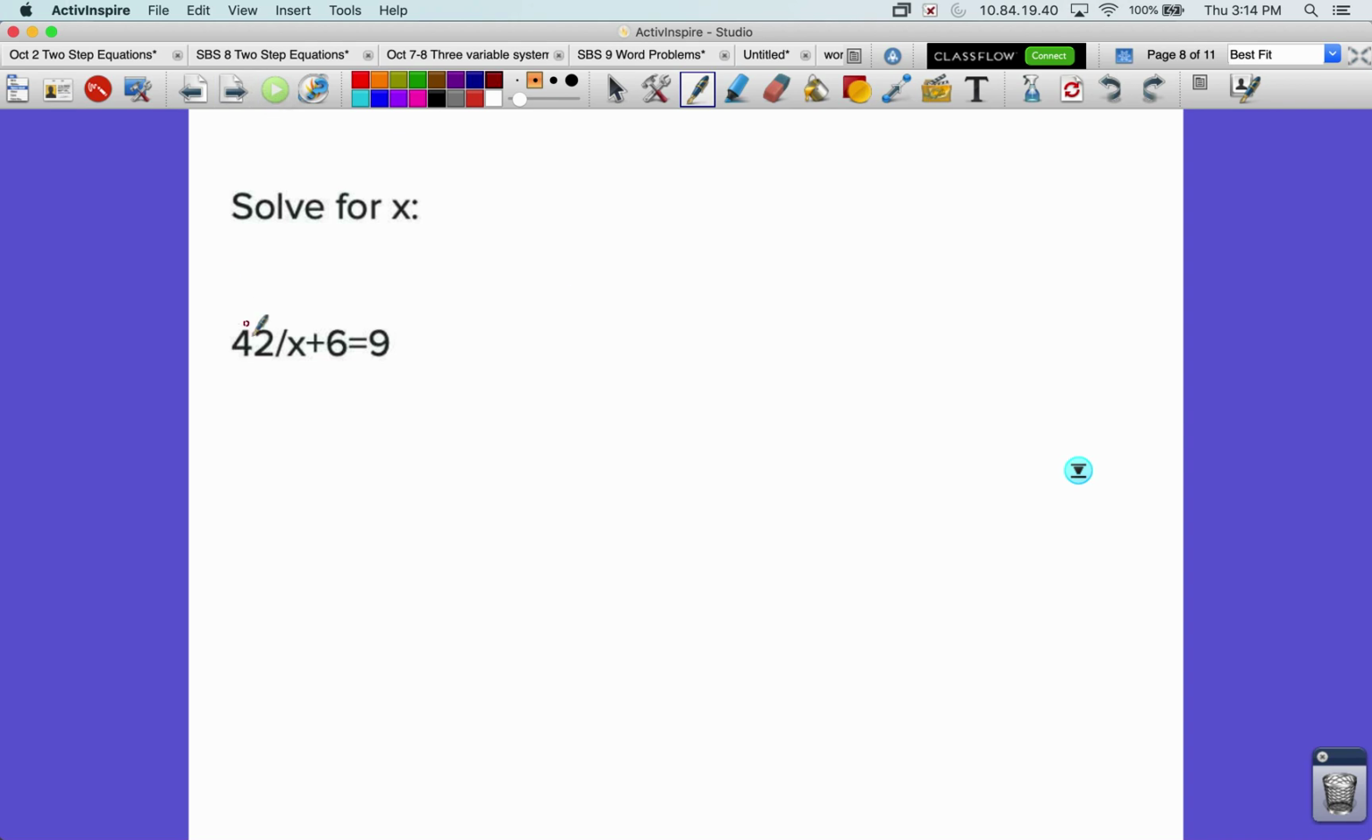All right, another similar one. 42 divided by x plus 6 equals 9. Since we just did a very similar one, maybe I'll embed a question here for you to attempt to answer this one. So embedding the question right here. Okay, let's see if you got it right.